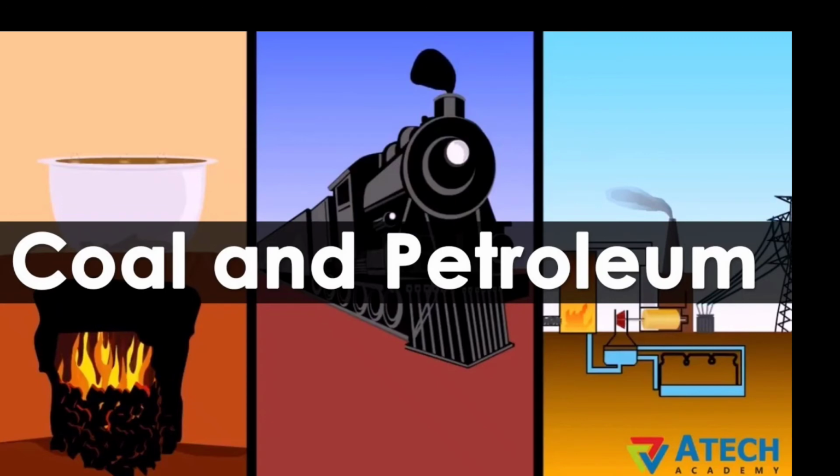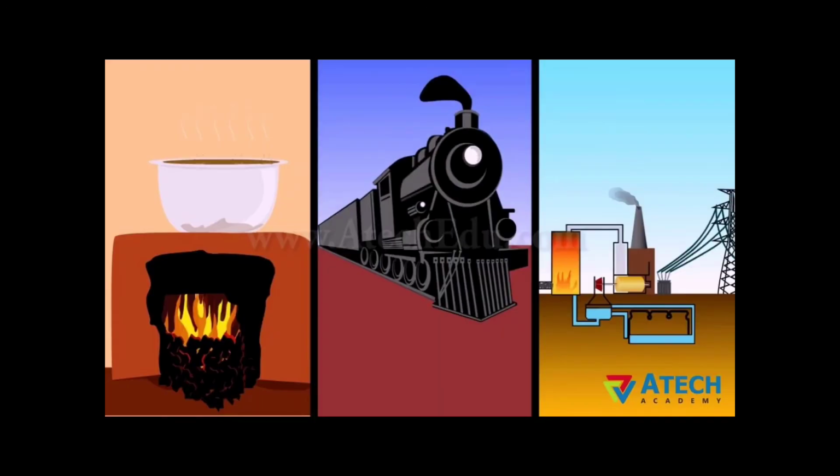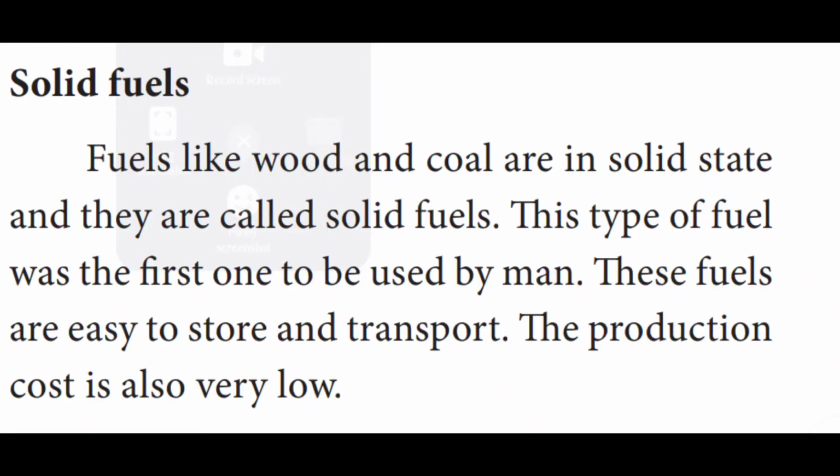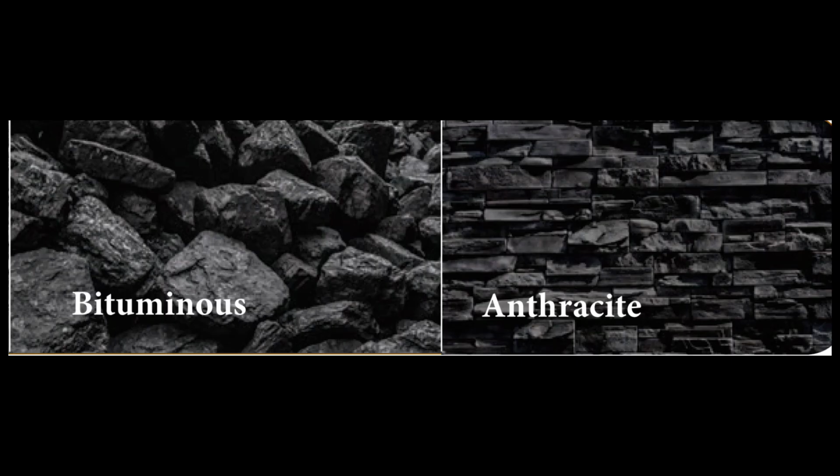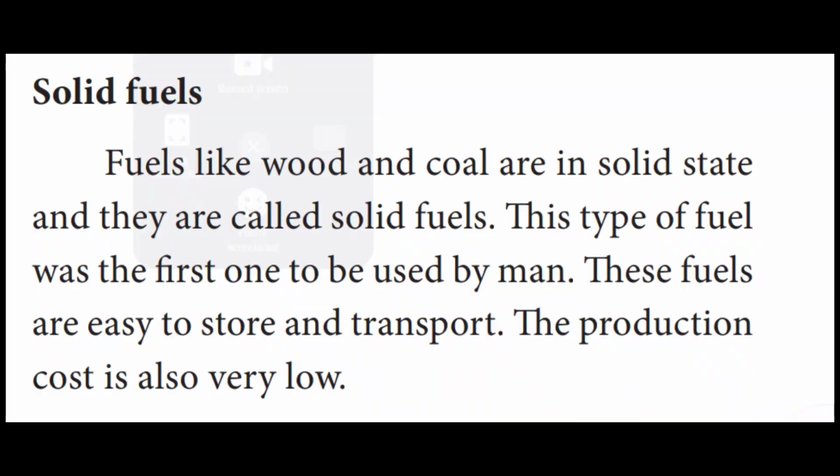Next, we move on to fuels. Any substance that can produce heat and energy on burning is called fuel. Fuels are of three types: solid fuel, liquid fuel, and gaseous fuel. Fuels like wood and coal are in solid state and they are called solid fuels. This type of fuel was the first to be used by man. The production cost is also low.